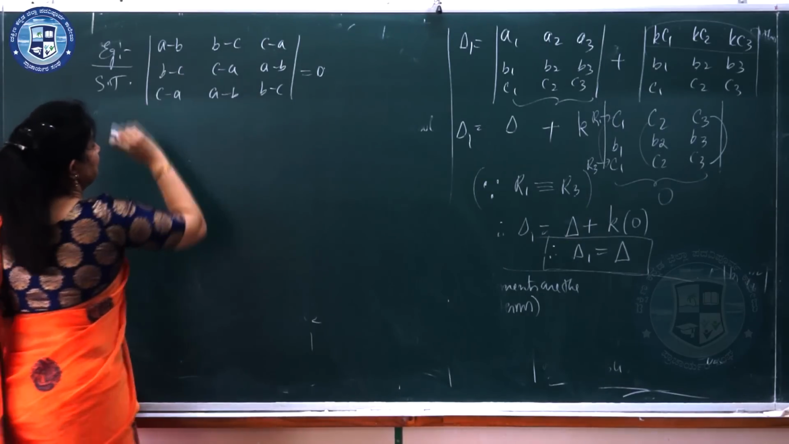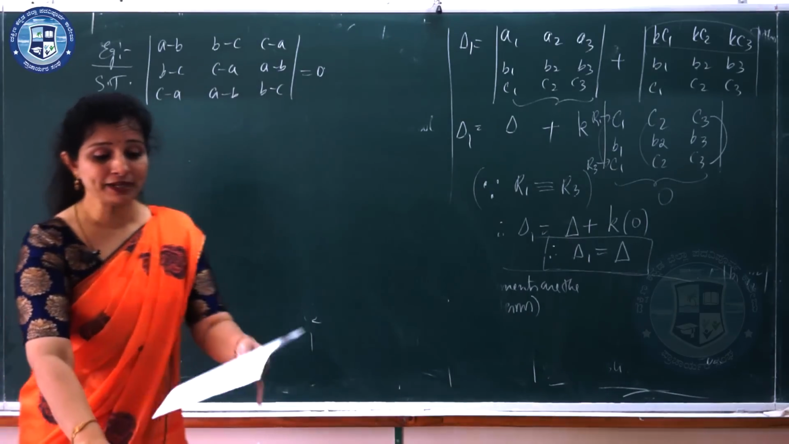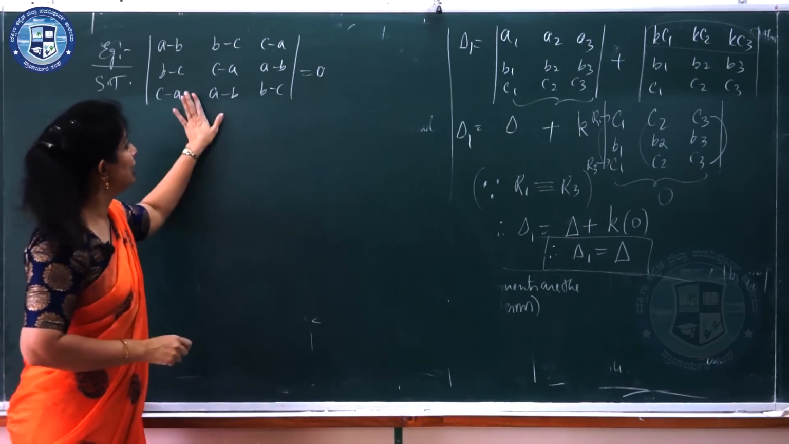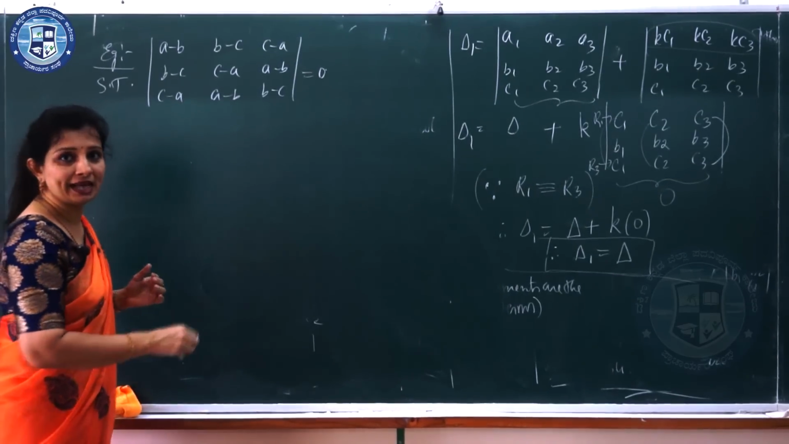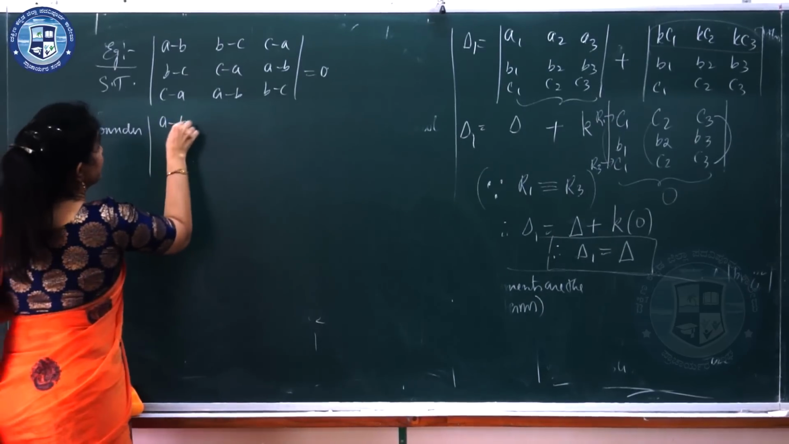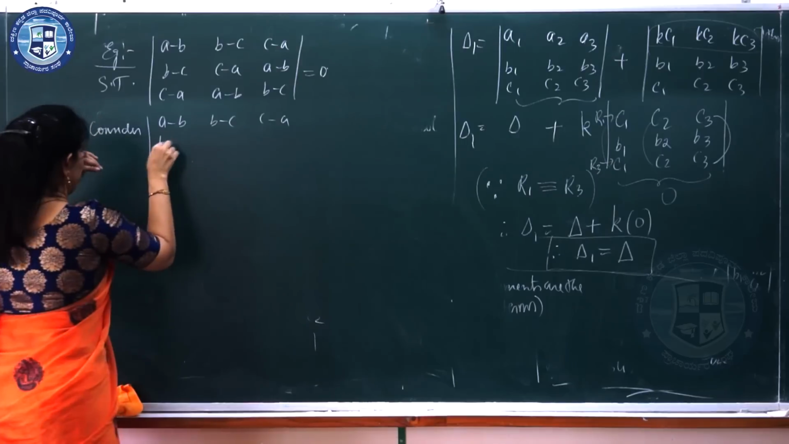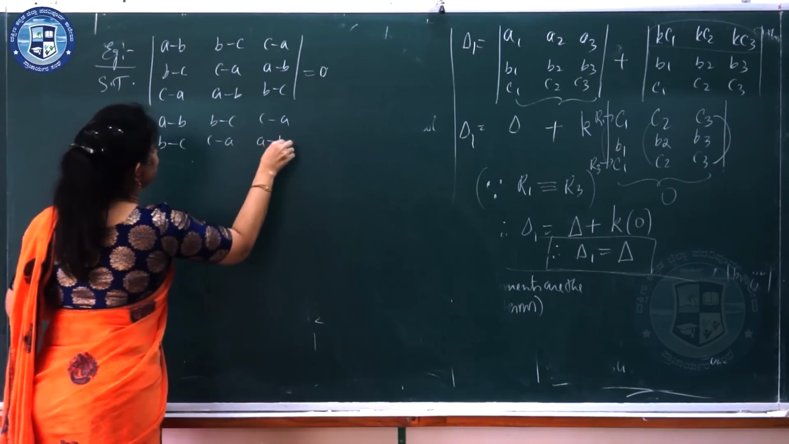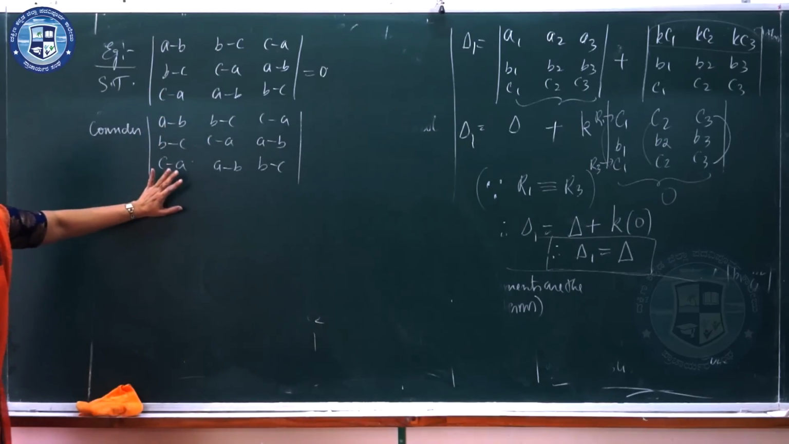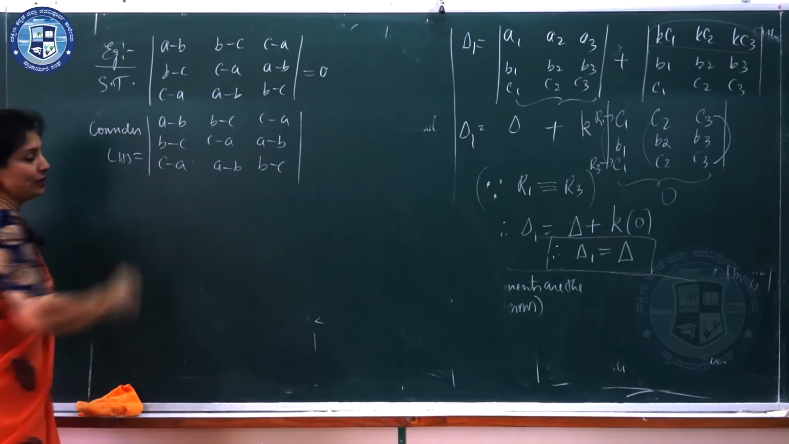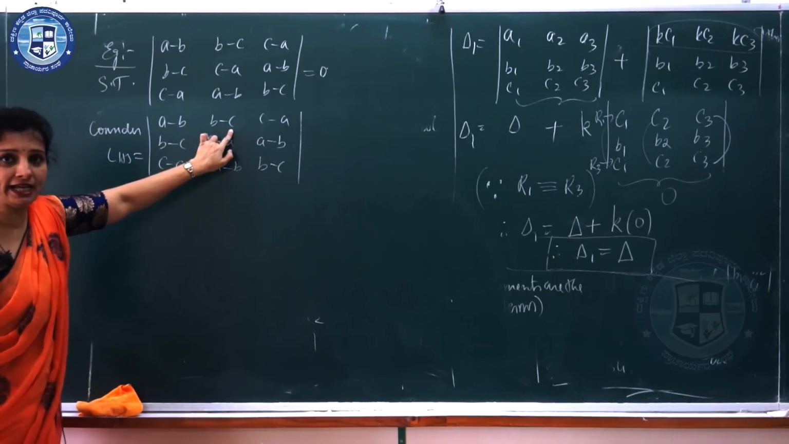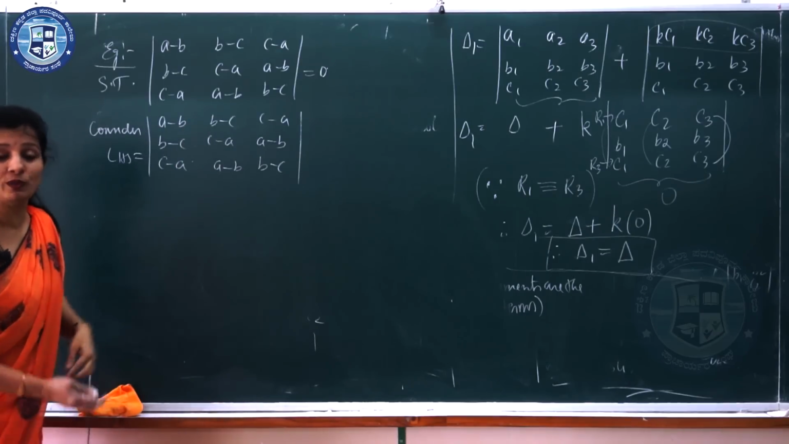Look at this. The sixth property states that even if you add or subtract the rows or columns, the value of the determinant remains the same. Consider the determinant A minus B, B minus C, C minus A; B minus C, C minus A, A minus B; C minus A, A minus B, B minus C. This is the given determinant, the LHS we consider.